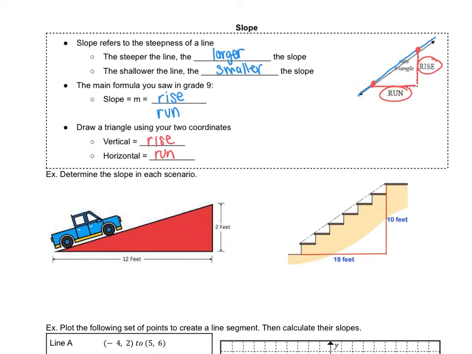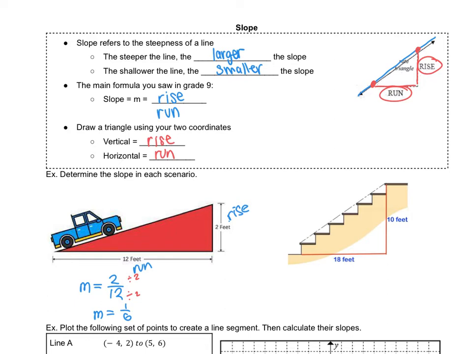So let's try it out in our first example of a ramp and a set of stairs. So on this ramp, the rise is going to be the 2 feet and the run is going to be the 12 feet. So using proper notation, m equals rise, so 2, over run, which is 12. Now the only thing you have to do here is look at your fraction and see if you can simplify it further, which we can. Both the 2 and the 12 are divisible by 2. So if I divide top and bottom by 2, I end up with 1 over 6 for my slope.